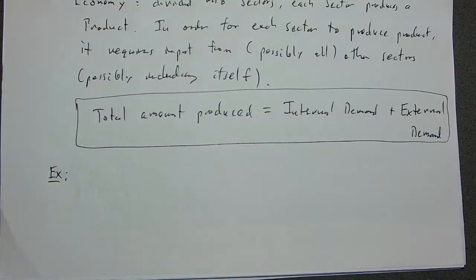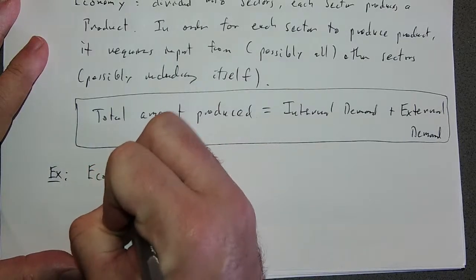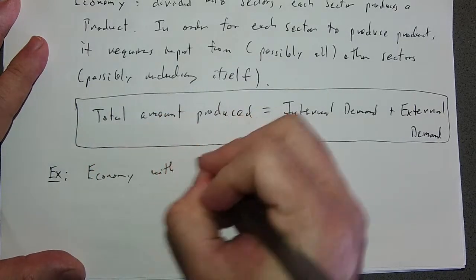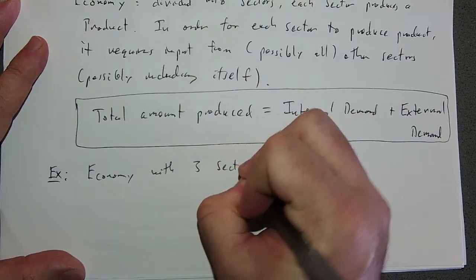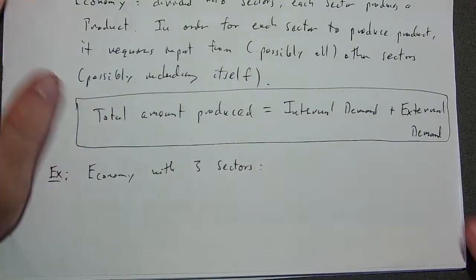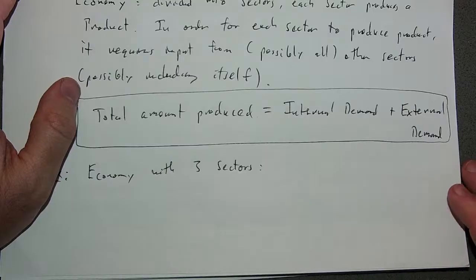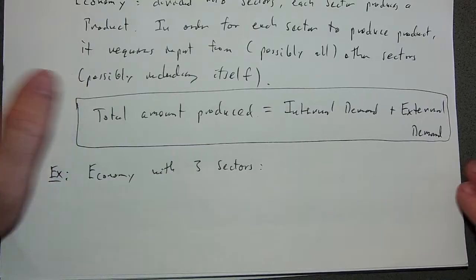How do I want to come up with an example that illustrates what it is that's going on here? Well, let's say that we have an economy with 3 sectors, each producing units of its product. In order for each sector to function, it needs some of its own product as well as other sectors' products. Suppose we have the following.